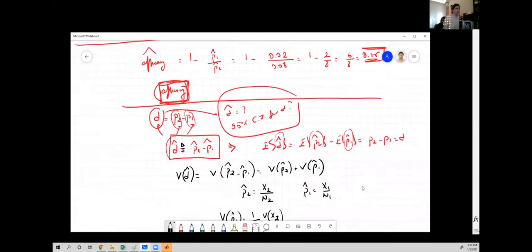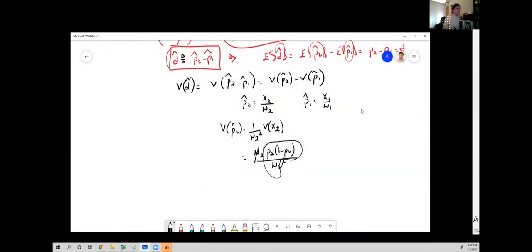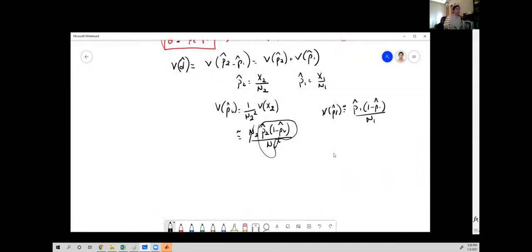So needlessly, I derived this whole thing again. So actually, the variance of P1 hat is going to be equal to P1 times 1 minus P1 over N1. Again, instead of these terms which I do not know, I'm going to replace them by their estimated values. So they are going to be approximately equal to P2 hat and P1 hat, since they are not going to be that much effective here.